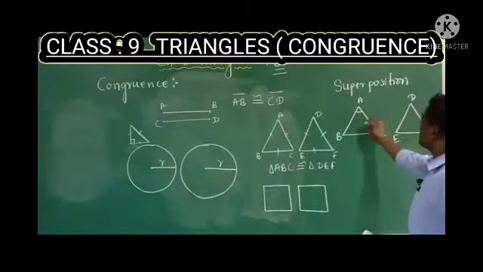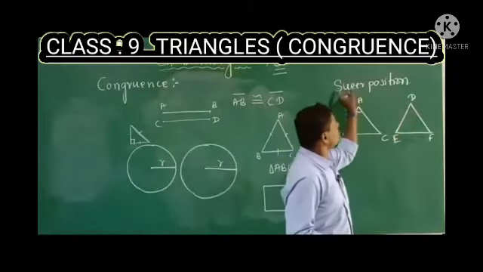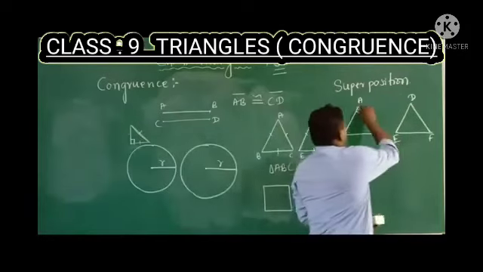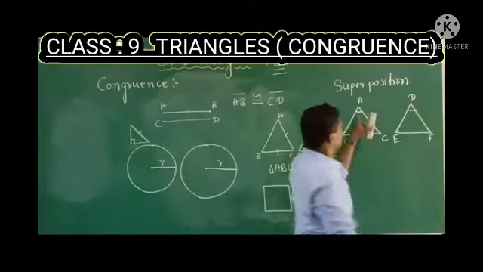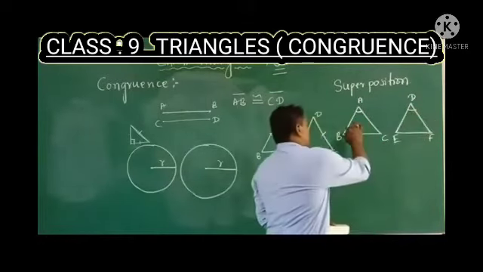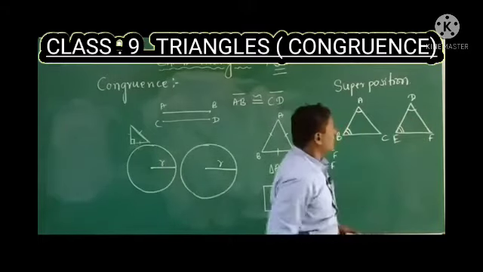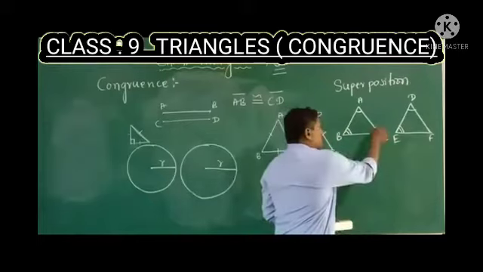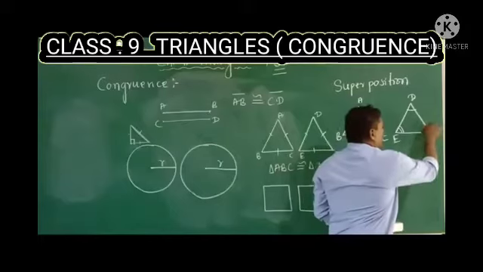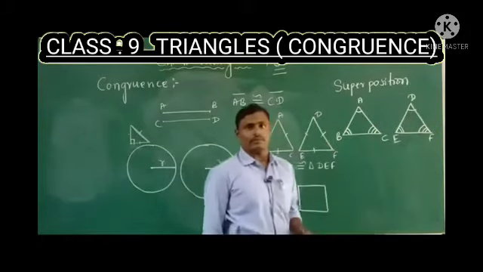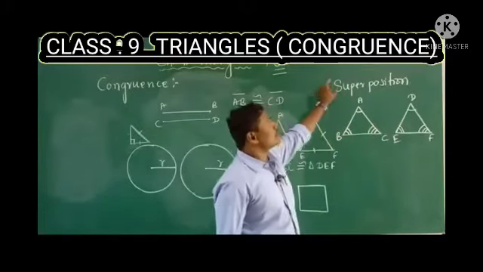When two triangles are congruent, their angles and their vertices also exactly overlap each other. For example, in triangles ABC and DEF, angle A exactly overlaps angle D, angle B exactly overlaps the other angle of the second triangle, angle E. Next, angle C overlaps the third angle of the second triangle, F. Okay, so this type of overlapping is called superposition.